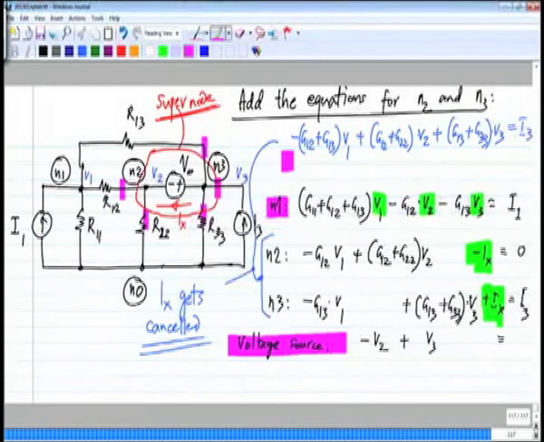There was a question about how do we choose the direction of IX. In principle, it doesn't matter because it will always contribute plus IX to one side and minus IX to the other side. But as always, use passive sign convention. So if the voltage source is drawn with the voltage defined with positive on the right side and negative on the left side, you choose IX also to be flowing from right to left.